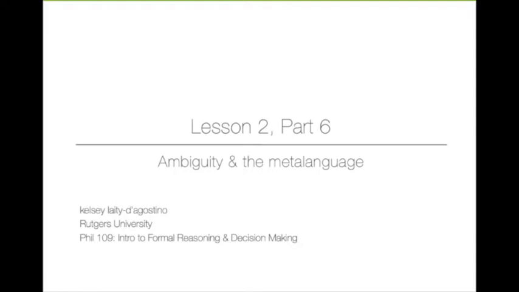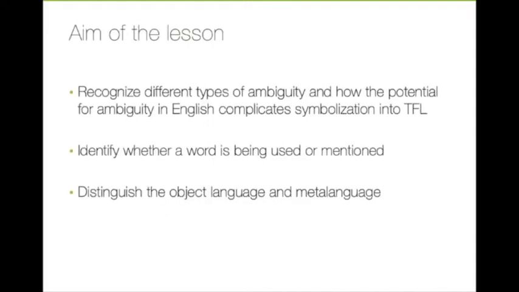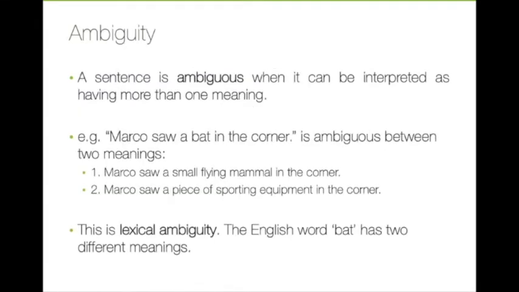So the main goals in this lesson are for you to recognize different types of ambiguity and the potential for ambiguity in English to complicate symbolization into truth-functional logic. You should be able to identify whether a word is being used or mentioned, and have a sense of how to distinguish the object language and the meta-language, and we'll talk about what those terms mean. So we'll start with our discussion of ambiguity.